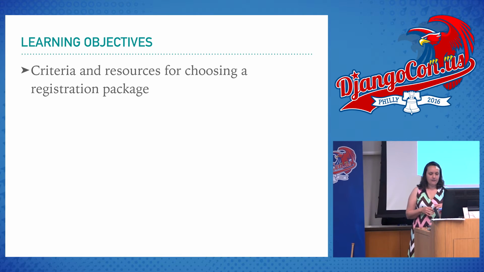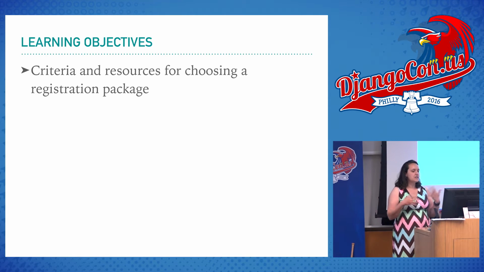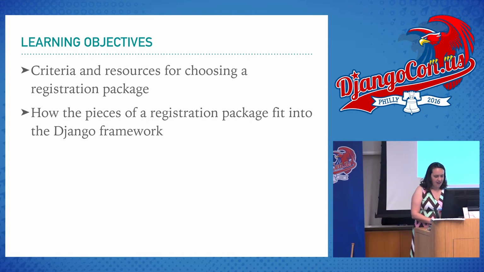There were three things I wanted to cover. First, criteria and resources for choosing a registration package. There are actually quite a few, so things to think about as you're doing it. Again, as a product person, this is always very important to me.